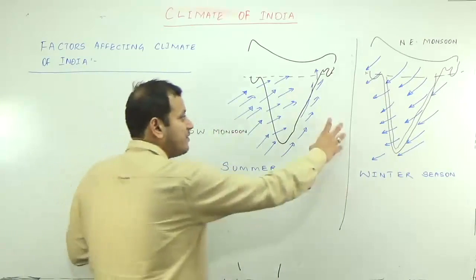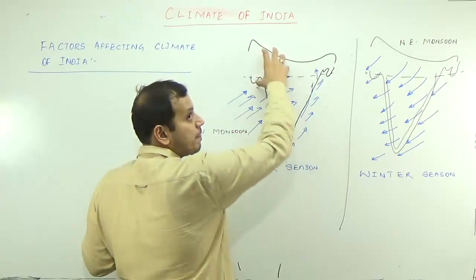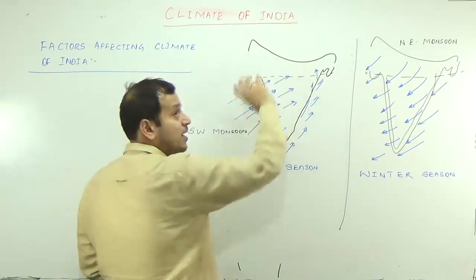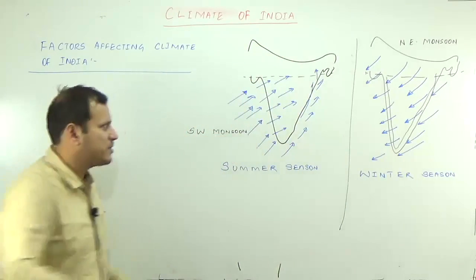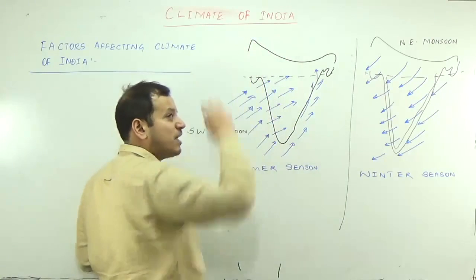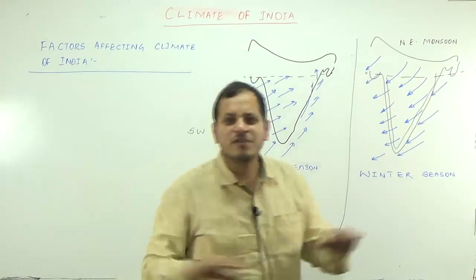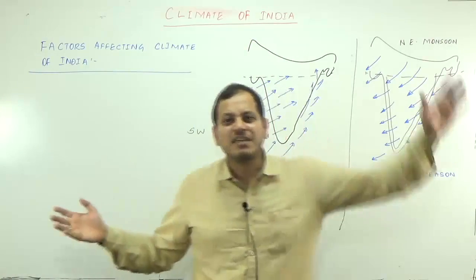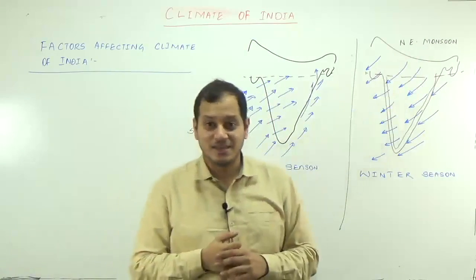Similarly, when the winds come to India, when they are diverted to India, because of the jet streams, which we will do, by the time they reach Delhi, Haryana, Punjab, Rajasthan, there is no sufficient water left, and the western extremity of India is a desert.